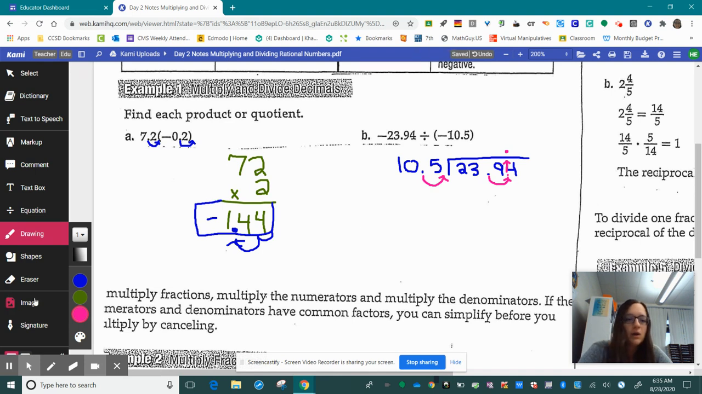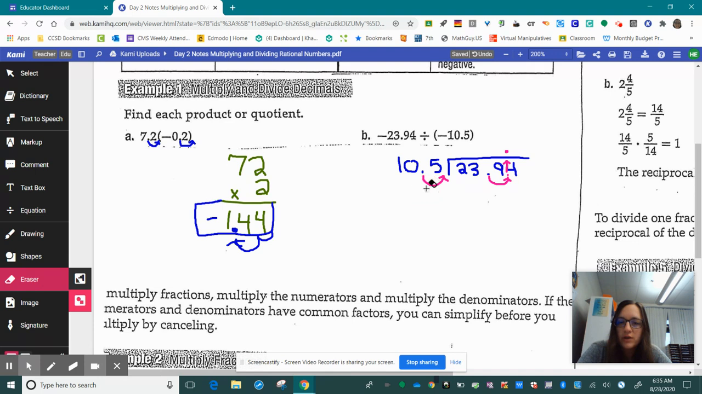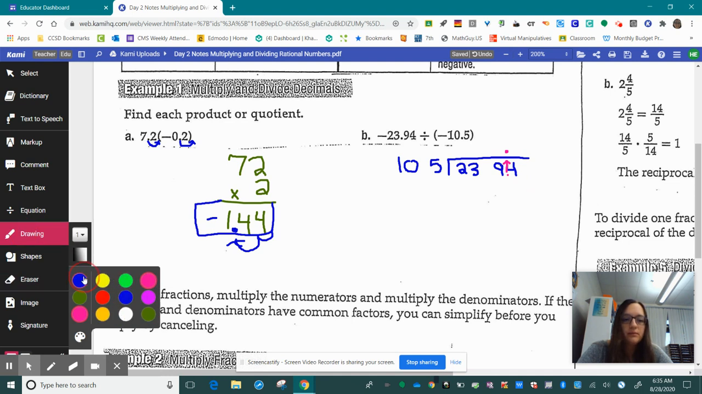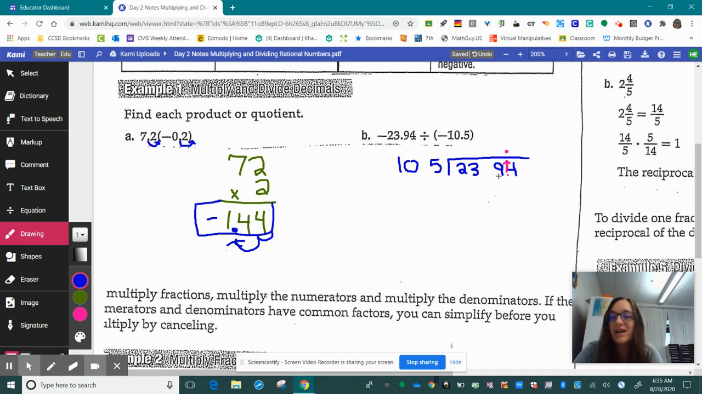All right. So from here, I'm going to get these swooshy marks out of the way. And then from here, we're just going to divide with what we have, and our new decimal stays right there. And we can divide as normal. So 105 goes into 2. It doesn't. 105 goes into 23. Nope. So we have to do 105 goes into 239. How many times? Well, 2. So we have 2 here.